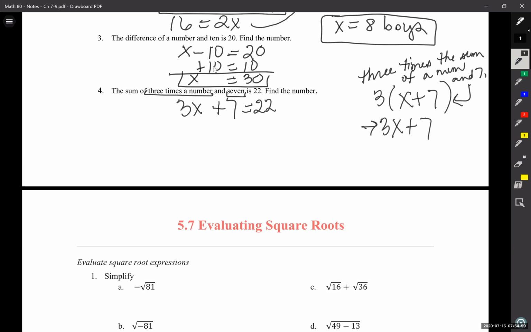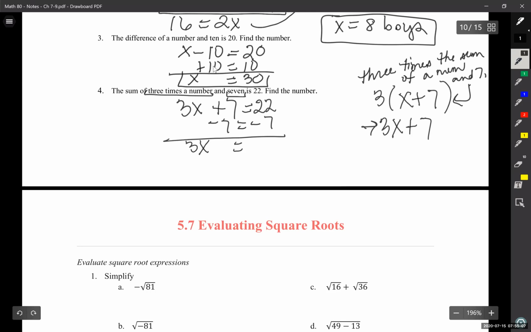Okay, finally, we're just going to solve this problem by subtracting 7. And then finally dividing by 3. So x equals 5.